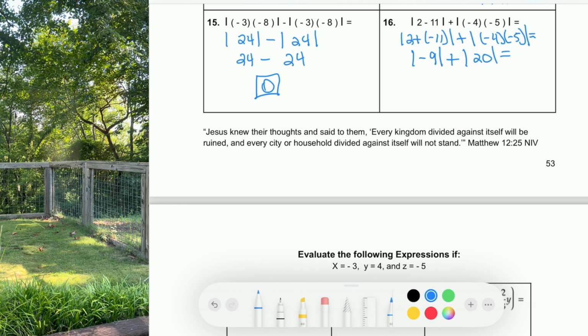Bring out my -9, it becomes positive, because whenever we bring out the absolute value, it becomes positive. The 20 comes out as positive, and our answer is 29.